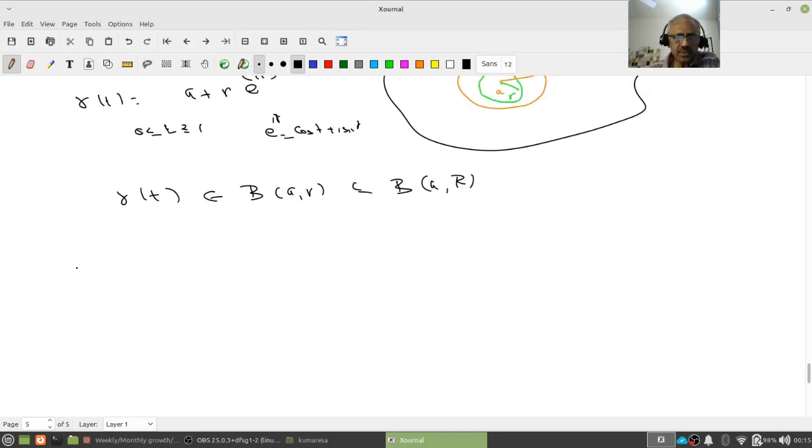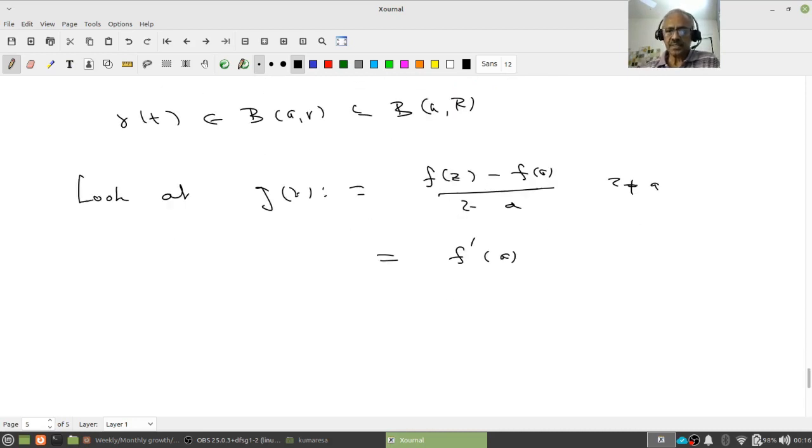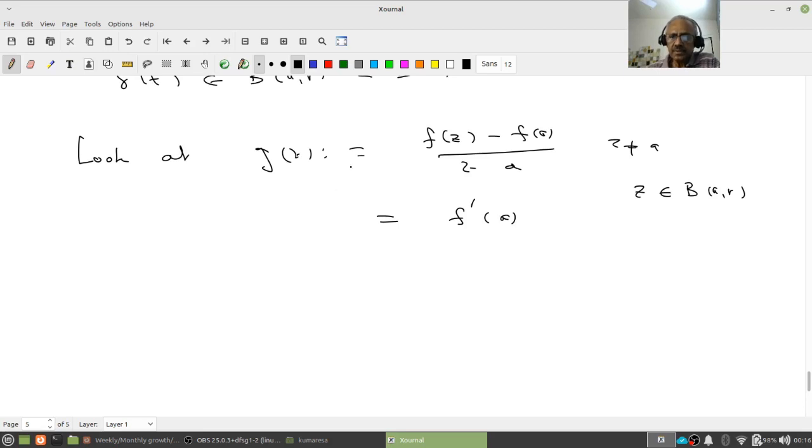Right. Now let's look at the function g(z), which is (f(z) minus f(a)) by (z minus a) for z not equal to a, and f'(a) at z equals a. What do I know about g? Remember, f(a) is a constant and z minus a is a constant. Let us also make sure where z is. z is in the open disk B(a,R). This function g is holomorphic on B(a,R) minus a singleton and continuous on B(a,R).